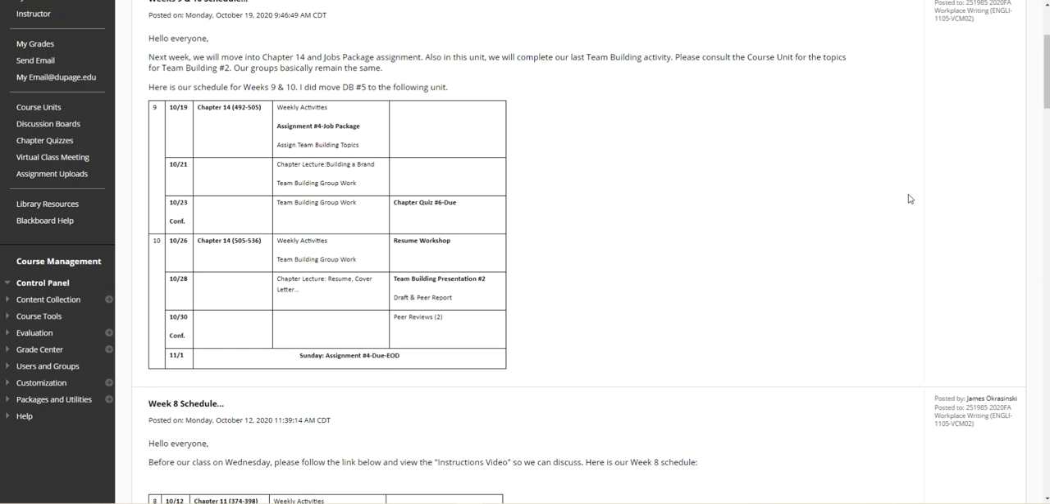So just to take a look at the schedule over the next couple of weeks, there is some room besides the team building activity. The jobs package, which is the cover letter, resume, and follow-up, is a straightforward assignment. It should not be that demanding if you have some experience with pulling together resumes, as some of you have indicated.